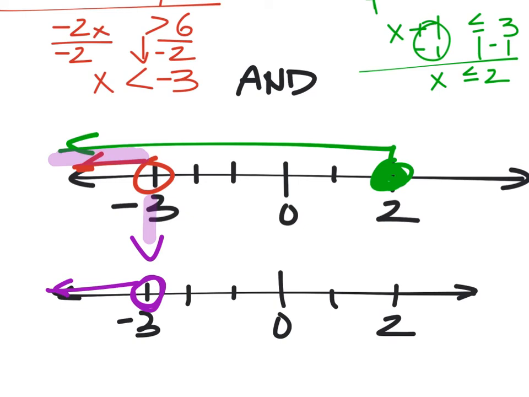And of course that's just the graph. So let's finish this off with the interval. So the interval, this one goes as far to the left as negative infinity. It stops at negative 3. It's not included because it's an open circle. So yeah, we got to use a parentheses right there.